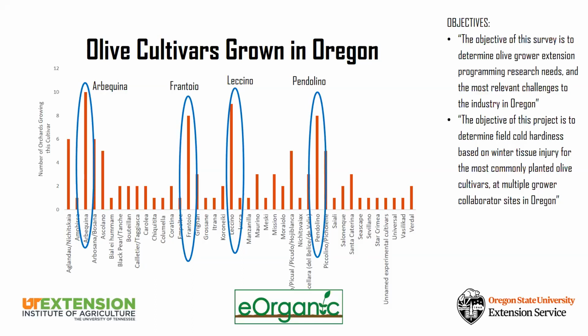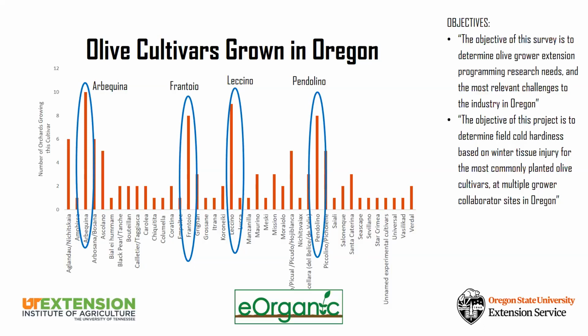The first one is for the survey that we did. We want to be concise, and in this case, the objective of the survey is to determine the olive grower extension programming and research needs, and then the most relevant challenges to the industry in Oregon. So you specifically go into the things that you are going to be asking in that survey. And what is the scope?